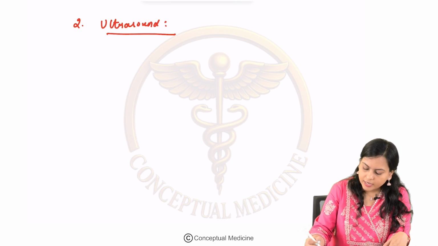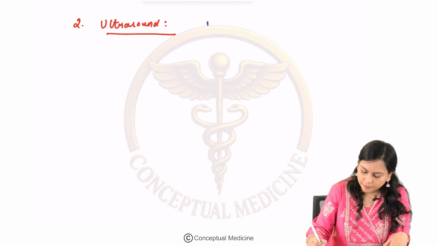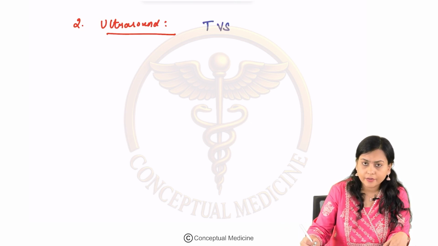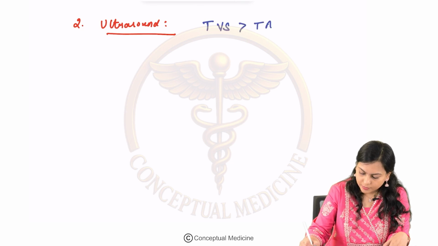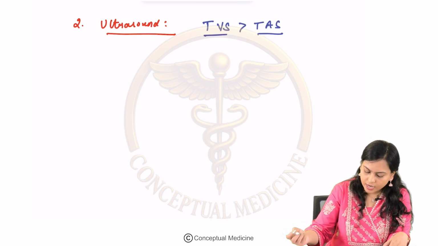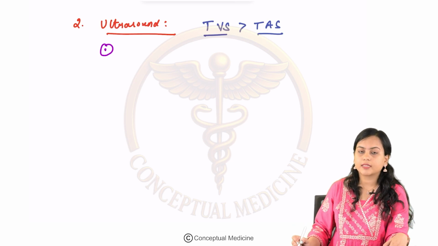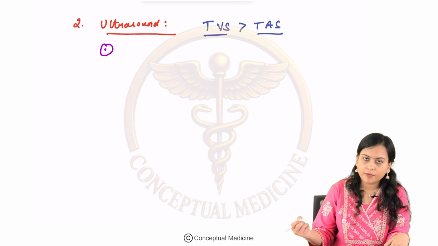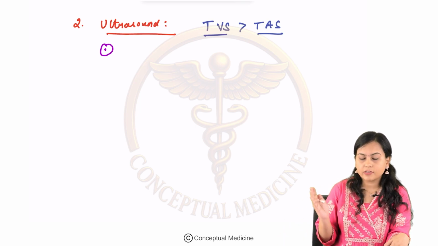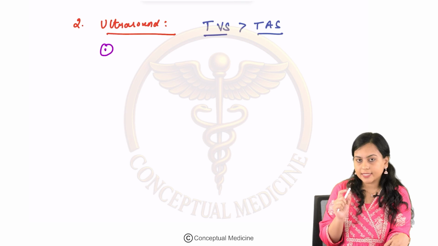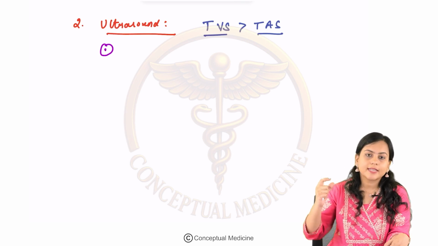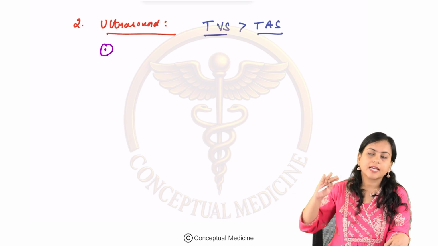Okay. Now another important investigation we'll be doing is ultrasound. In ultrasound, most of the time we'll be preferring transvaginal ultrasonogram over transabdominal ultrasonogram. And remember, in transvaginal ultrasonogram, the discriminatory threshold for making the diagnosis of a pregnancy is the value of beta HCG at which the pregnancy can be visible in the TVS as well as in TAS.